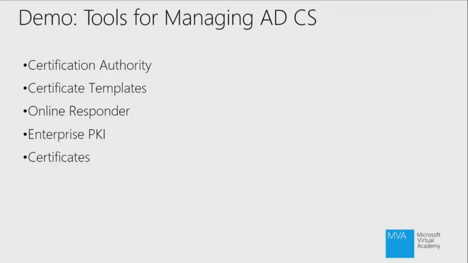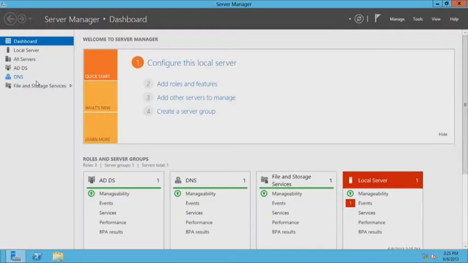We are going to install this role. I'm going to jump into a demo real quick and install the role, and then we're going to take a look at the tools for managing right off the bat. And here we are in the demo environment. This is a server I've prepared ahead of time. It has the domain services role pre-installed, but not certificate services. We're going to go ahead and run through that installation just so you can get a look at what it takes.